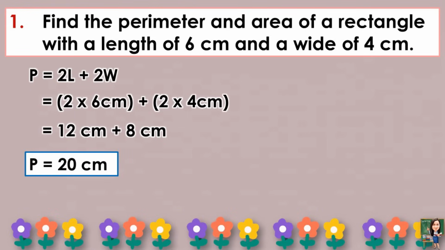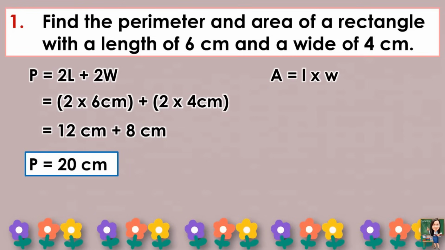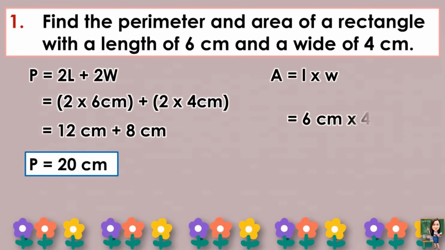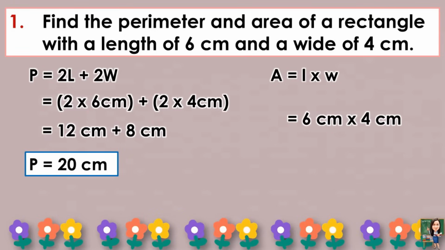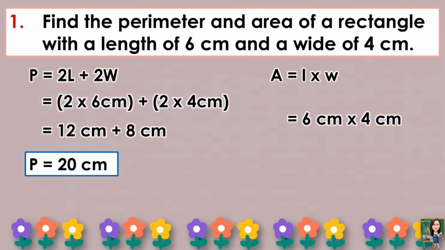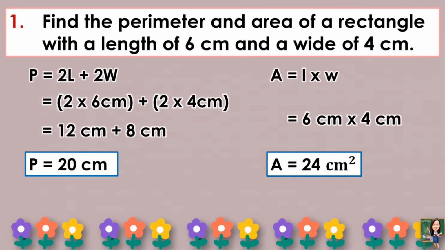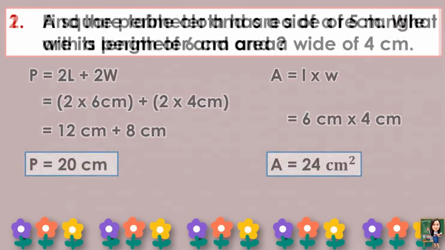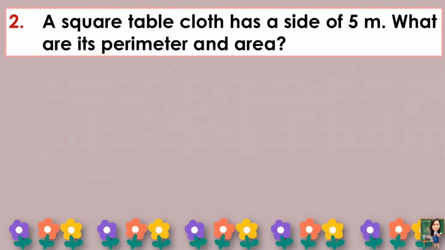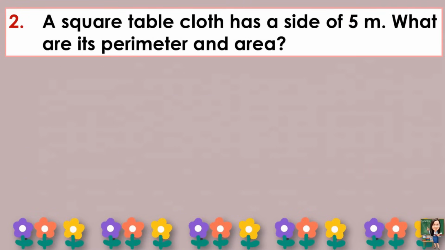Now, let's find the area. Area equals length times width. Length is 6 cm, multiply it to 4 cm, which is the width. 6 times 4 equals 24 square centimeters. The area is 24 square centimeters. Number 2. A square tablecloth has a side of 5 meters. What are its perimeter and area?